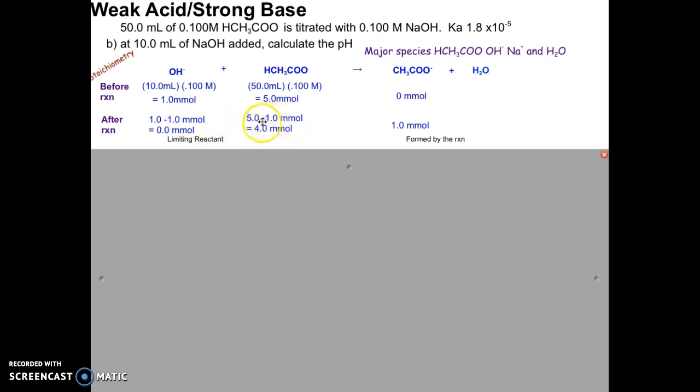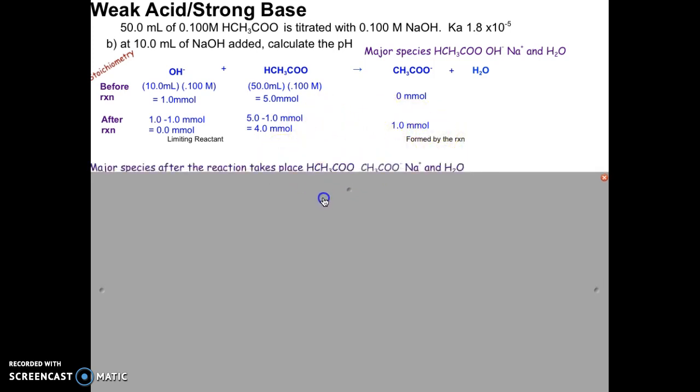Now, the reason why there's only 4 millimoles is, think about this for a minute. The hydroxide was 1 millimole. The hydroxide wants to react with the acid, which is 5 millimoles, to make this acetate, right? So this is going to make the water, the H from the acetic acid and the OH from the hydroxide. So if you only had 1 millimole of hydroxide, that means only 1 millimole of acetic acid can be consumed. And so that's why you have 4 millimoles left. 1 millimole of the acetate ion is formed from the reaction.